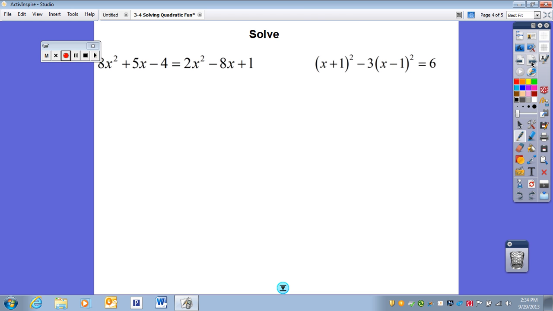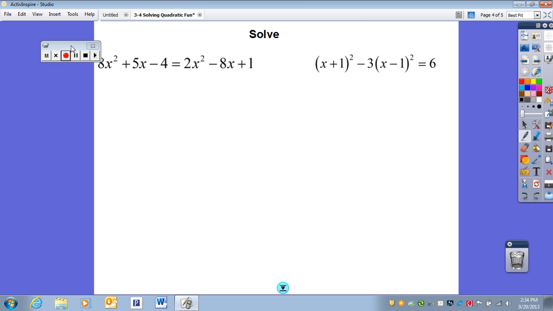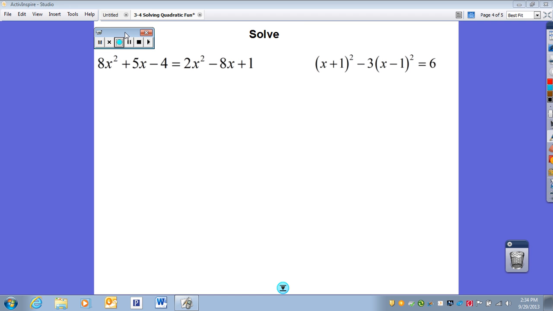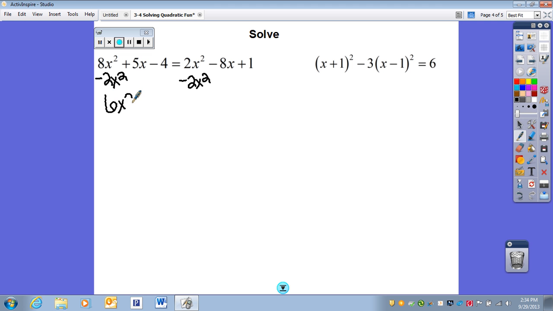In my next example, I have 8x squared plus 5x minus 4 equals 2x squared minus 8x plus 1. I need my function to equal 0. So the first thing I'll do is subtract 2x squared from both sides. That's going to leave me with 6x squared plus 5x minus 4 is equal to -8x plus 1.